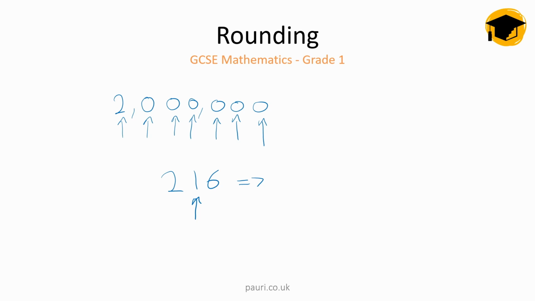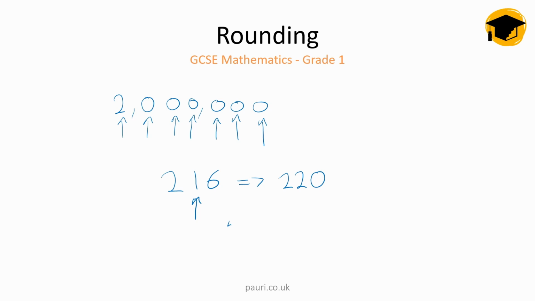So I need to look at the next place value. Is that 5 or bigger? Yes, it is. And because it is, I need to round my tens digits up to 20. My final answer here would be 220. So I've rounded up my tens digit from a 10 to a 20.